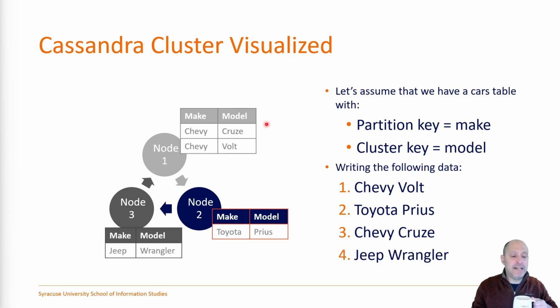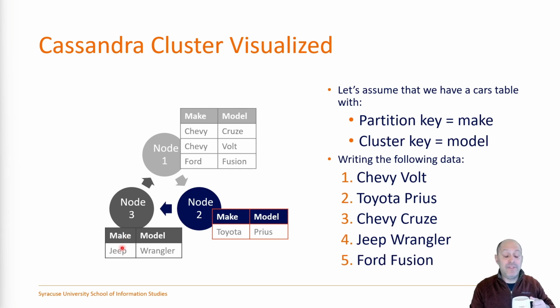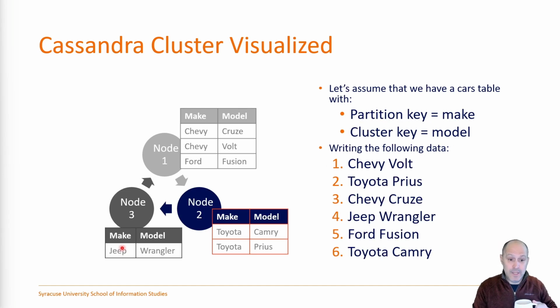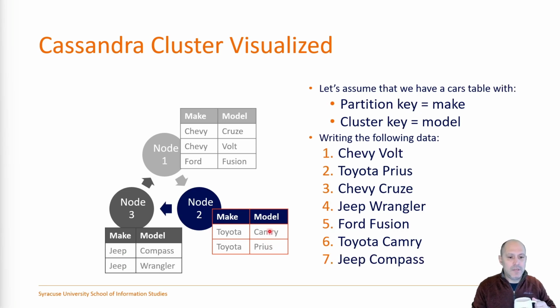Then we get a Jeep Wrangler, and that just so happens to drop on node 3. It could have dropped on node 1 or 2, but this is where it ended up. Then a Ford Fusion just so happens to go to node 1. Toyota Camry gets put in front of Prius on this node. Jeep Compass gets put in front of Wrangler on node 3.